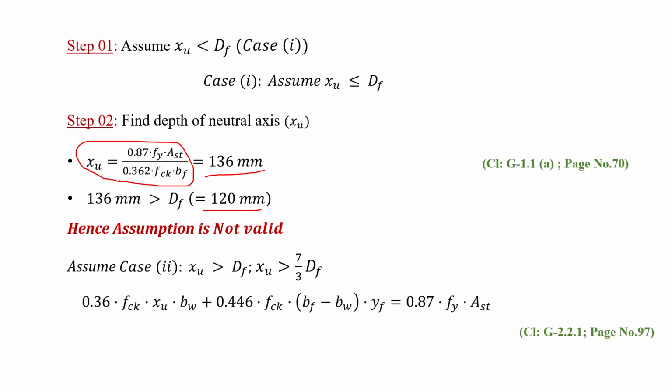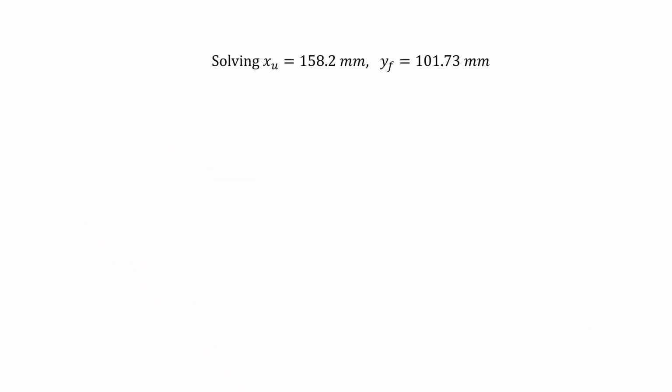Now, as per this case 2, this is the equation to find out what is my xu value. So we will be having this yf here. Yf is nothing but 0.15 xu plus 0.65 Df. Solving those equations gives rise to the xu value as 158.2 mm. Okay, and once we get the xu value, when you substitute that in the yf equation, you are getting 101.73 mm.